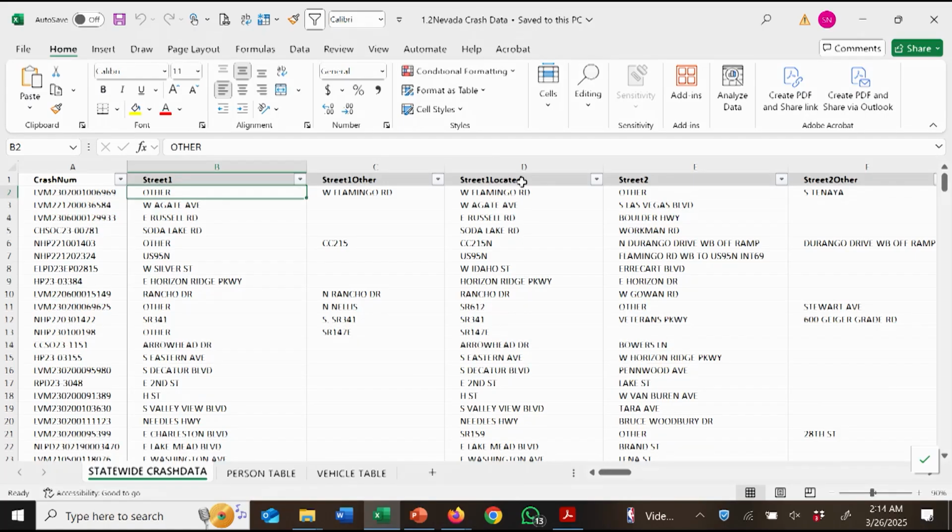Yesterday, I spent some amount of time describing to you the contents of 3 worksheets there, 3 tabs, and you worked on one tab which was the statewide crash data, which had 300 crash records. But I told you not to work with the other 2, the person table or the vehicle table.